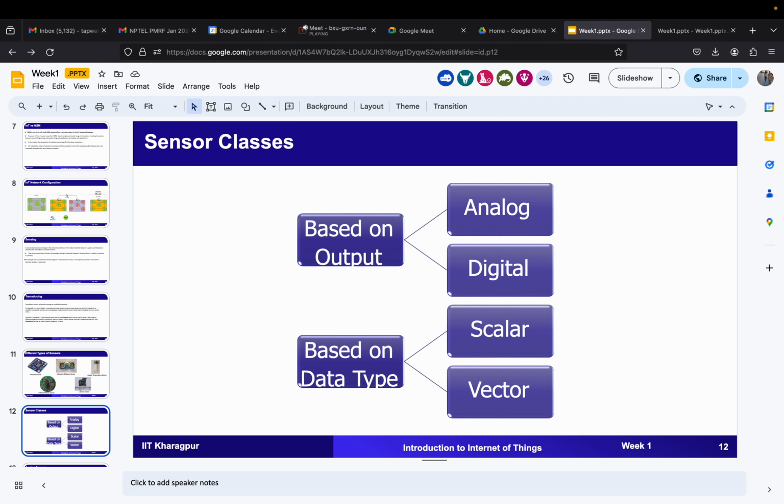Then the classes of sensors. Here the classification is done, the first on the basis of output, and the second on the basis of data type. On the basis of output, sensors are classified into analog and digital. However, based on data type, the sensors are classified into scalar as well as vector.